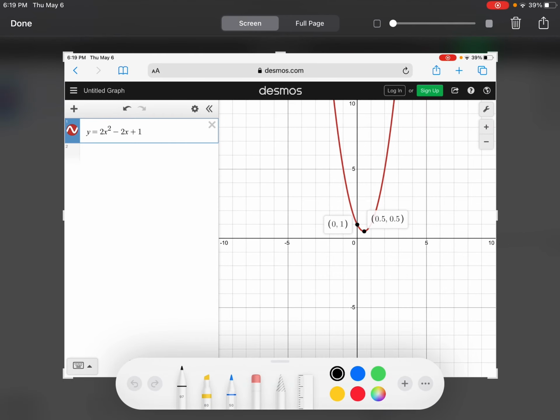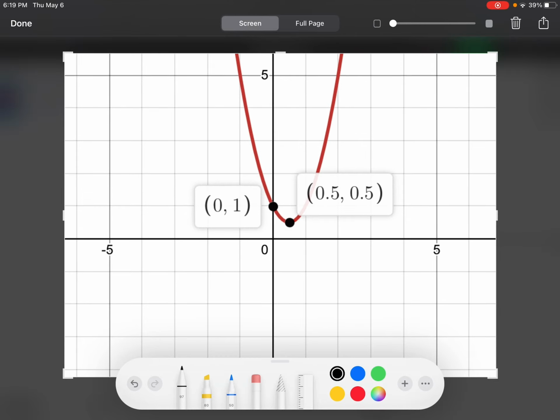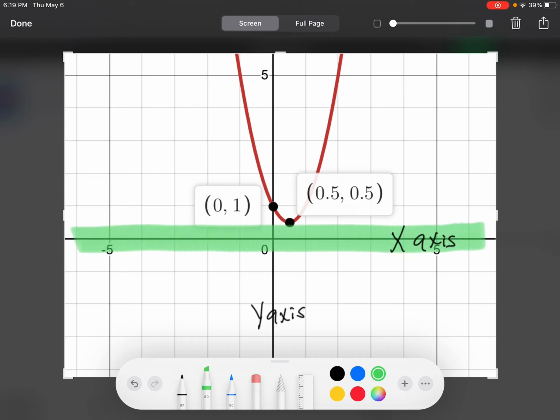Okay, so I'm gonna zoom in here. Now this one is the x-axis right here, and this is the y-axis. Does it cross the x-axis? Right, so does it touch the x-axis here? No, so it has no x-intercepts, it has no roots.